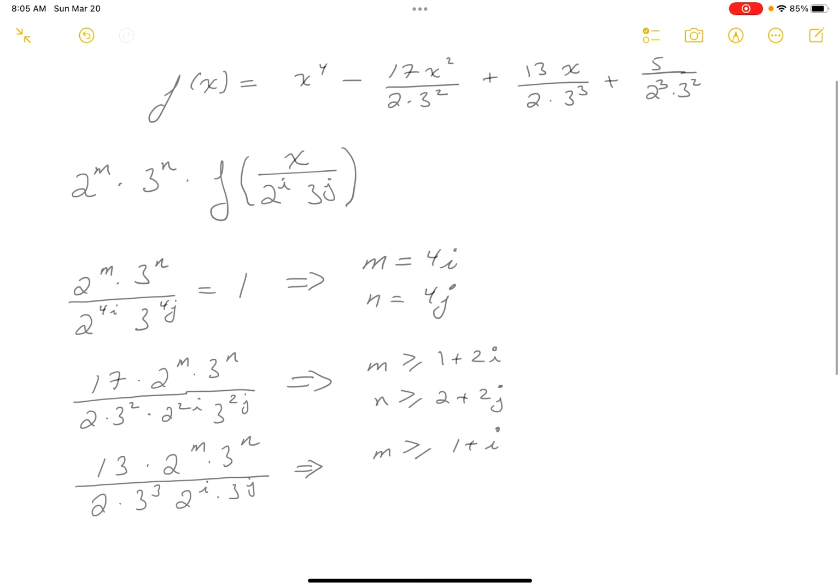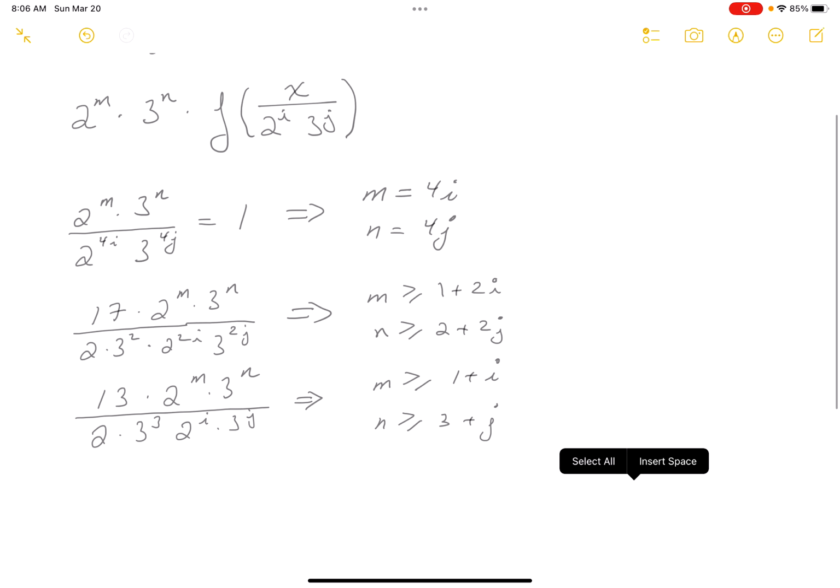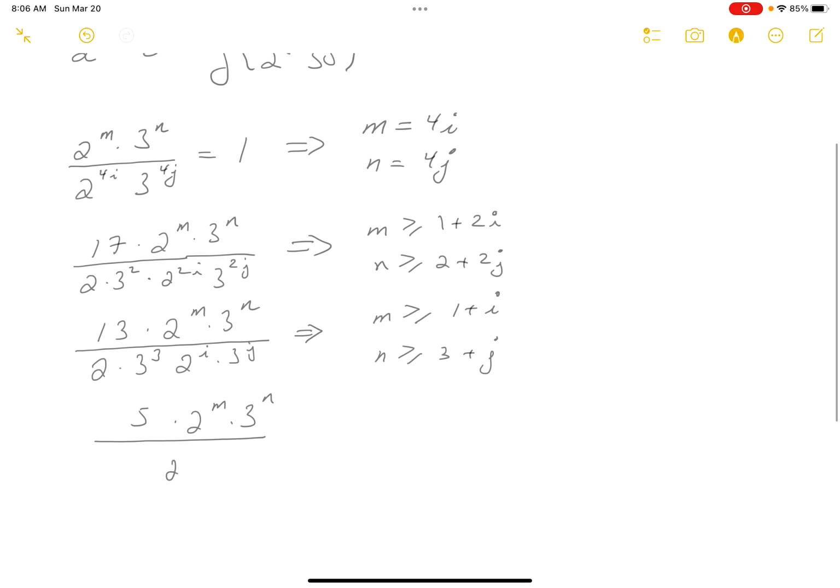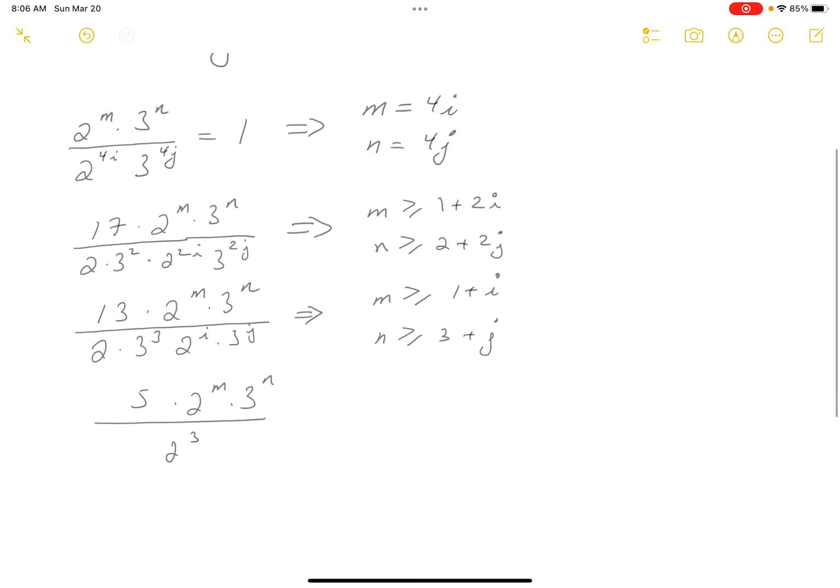All right, let's keep going. n, the number of factors of 3 on top, must be greater than the number of factors of 3 on the bottom. How many factors of 3 on the bottom do I get? 3 plus j. Yeah, I know it's a lot of work. I got one more to write down now. And let me write this over. I'll put this over here. It's going to be 2 to the m, 3 to the n, 5, and on the bottom you get 2 cubed. I'm doing the last term, 3 squared.